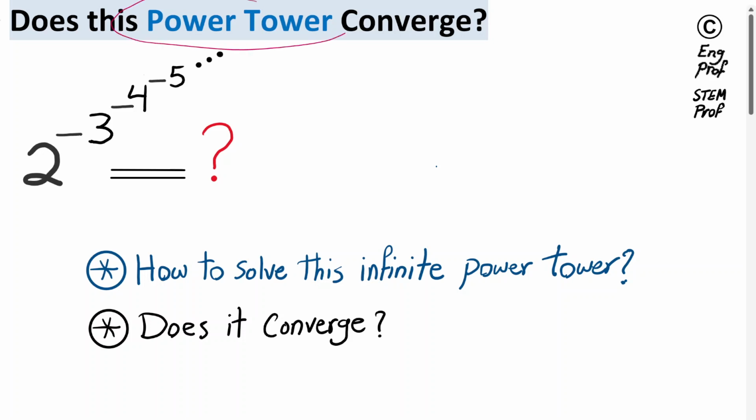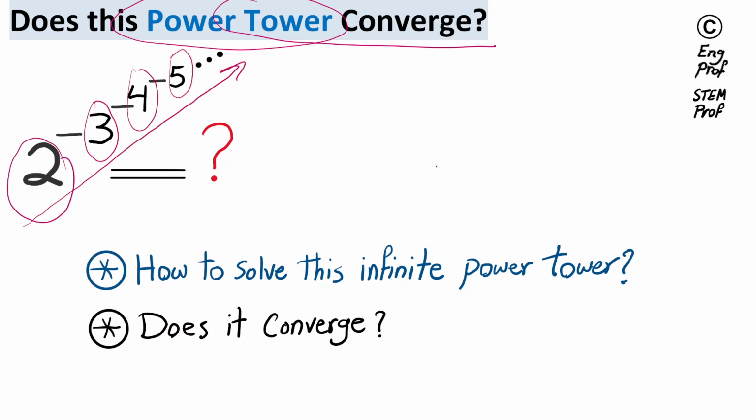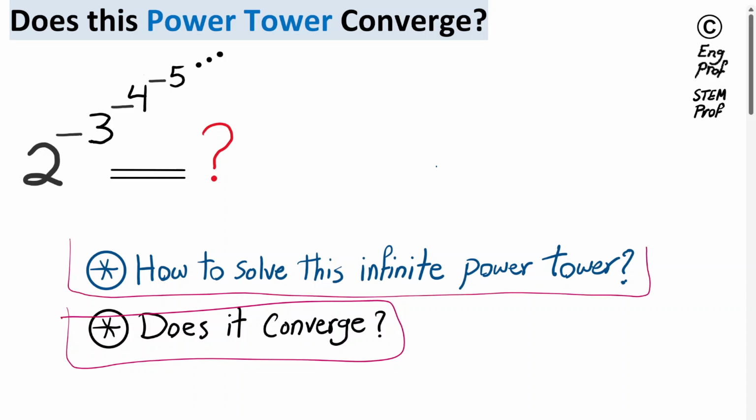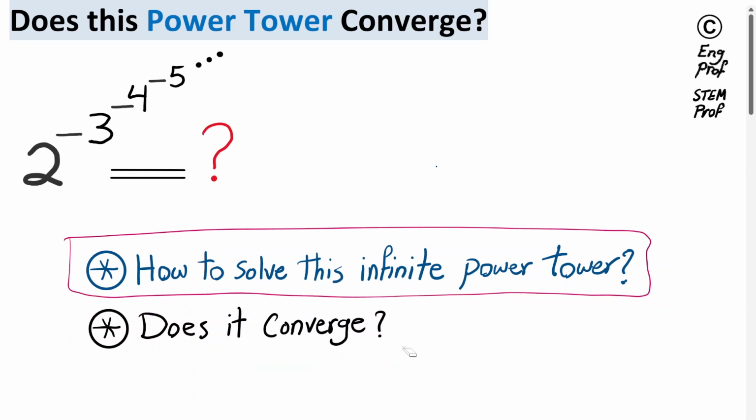For the infinite power tower shown in this example, in the form of infinite exponentiation with the base 2 to the power negative 3 to the power negative 4 to the power negative 5, and this keeps going on as an infinite loop of exponentiation, we would like to see, does it converge? And can we find a quick way to deal with this infinite power tower and potentially solve it?